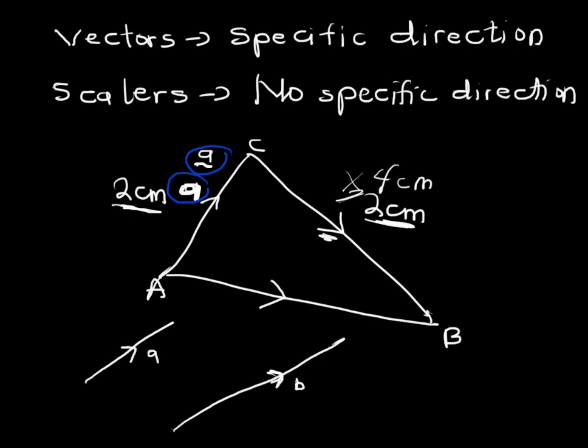Now, let's get back to our definition of vectors. This can have a value of 2 centimeters or meters or even feet, and this can also have the value of 4 centimeters, right? So this is the direction and the length represents the magnitude of the vector.